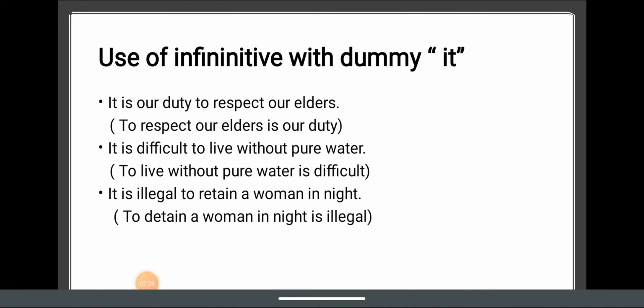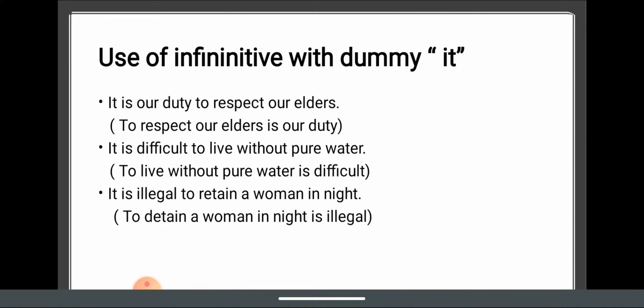Use of infinitive with dummy it. Dummy it means we have to assume that it is being used, but it is not shown physically. It is our duty to respect our elders. This is a simple sentence. But if we write that to respect our elders is our duty, it is also right.